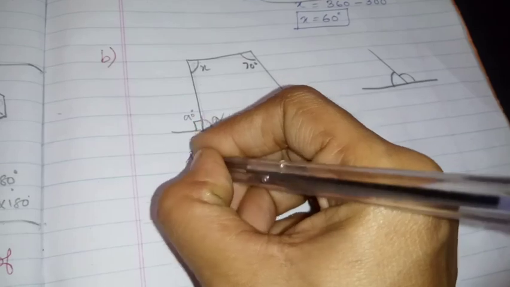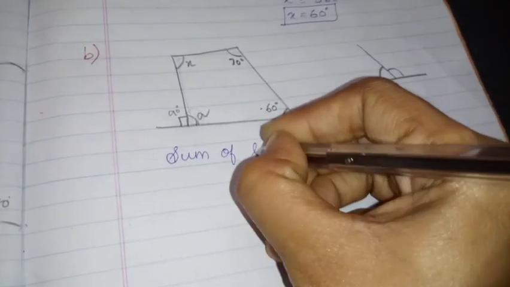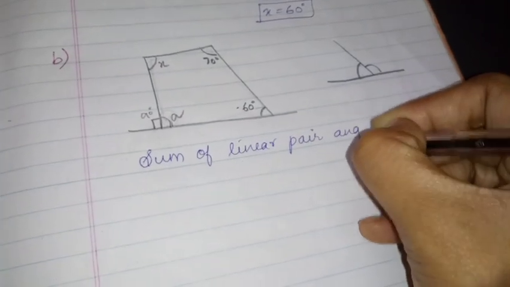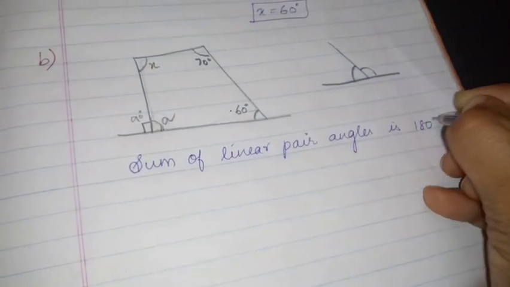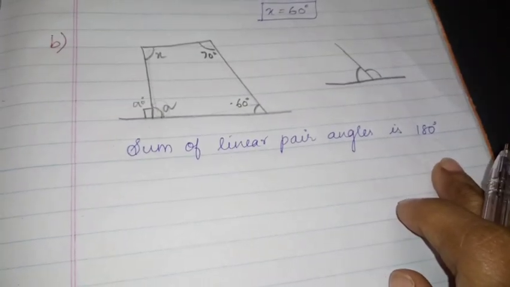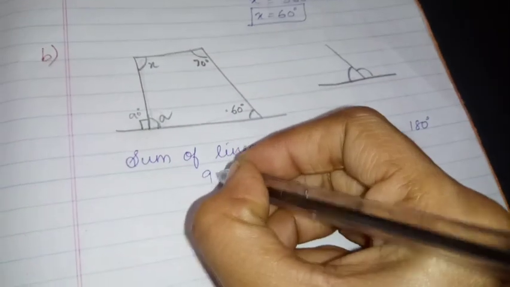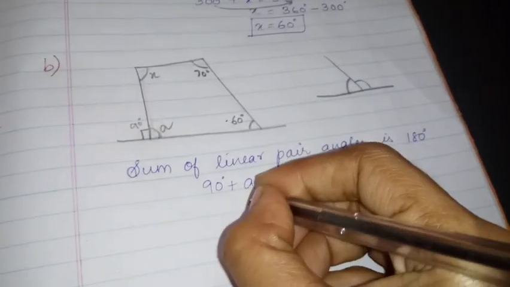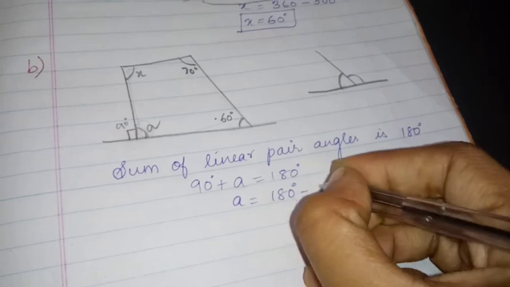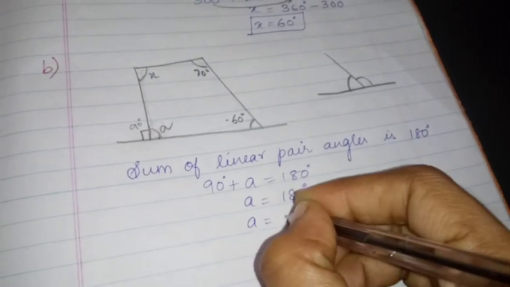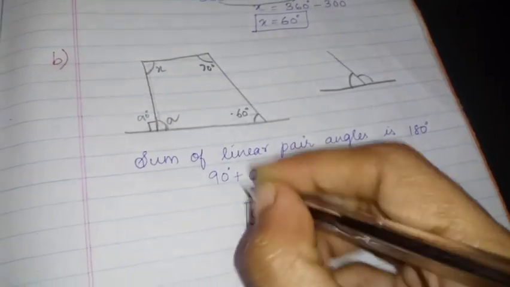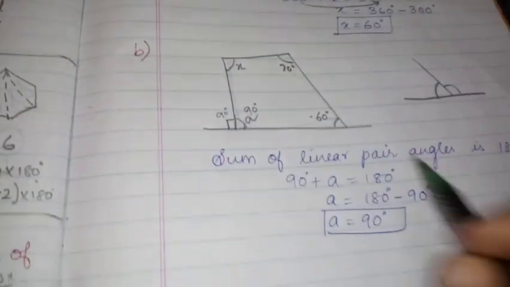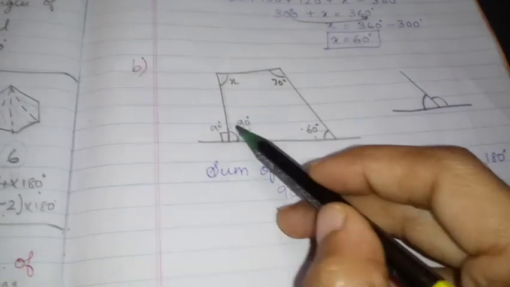Sum of linear pair angles is 180. So what is one angle? 90 degree plus another angle A equal to 180. So what is the A value? 180 degree minus 90. A is equal to 90 degree. So have you found the value of A? Yes. What is the value of A now? 90 degree. So this answer you got, this you got, and this also you got.